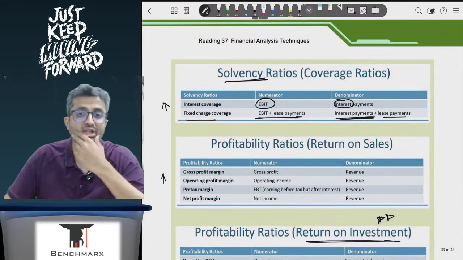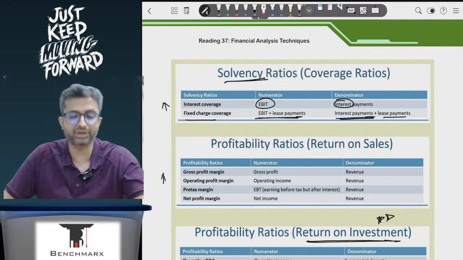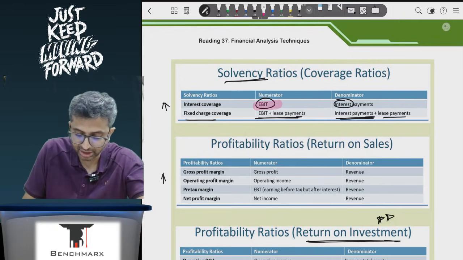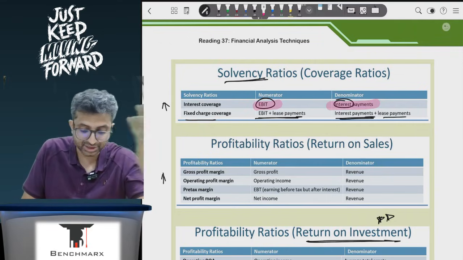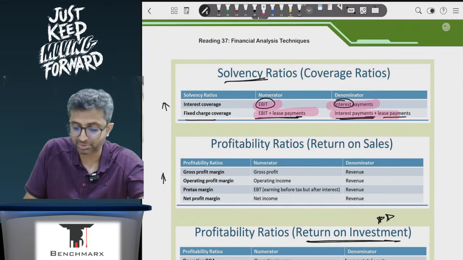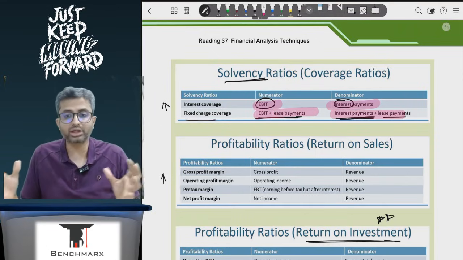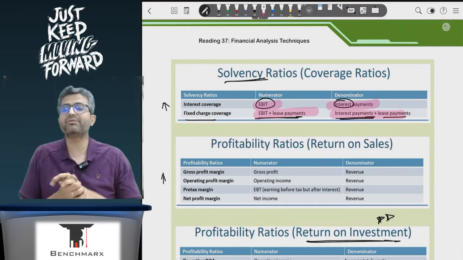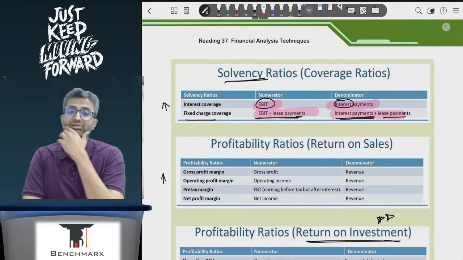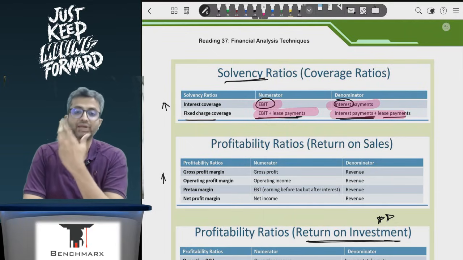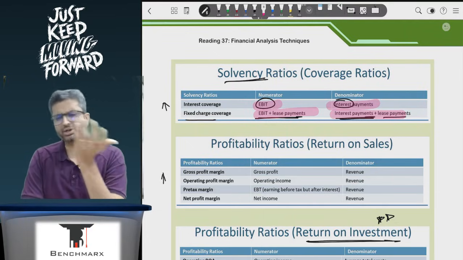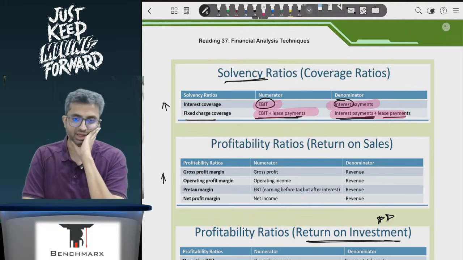There can also be solvency ratios based on P&L, that is interest coverage ratio, where you will take, for example, EBIT upon interest payments, or debt service coverage ratio, or fixed charge coverage ratio. So EBIT plus lease payments upon, let us say, how much. So if I have EBIT of 100 rupees and my interest commitments are 20, that means I have 5 times coverage of my interest commitments, or interest plus lease commitments, as the case may be.